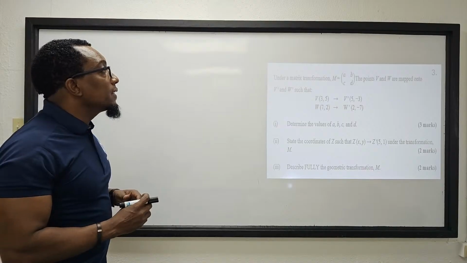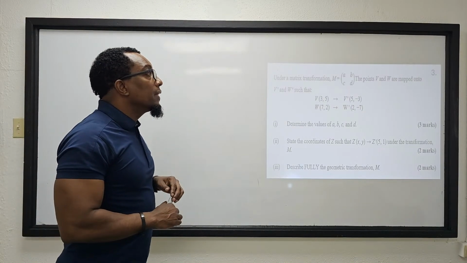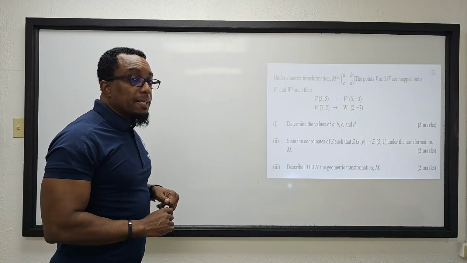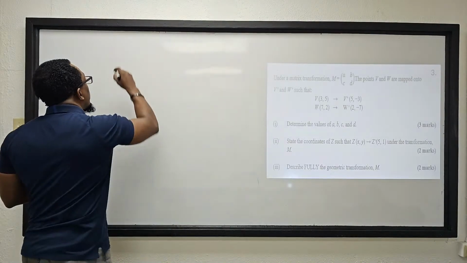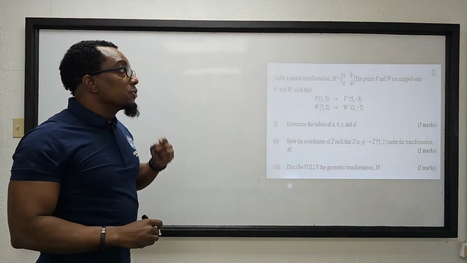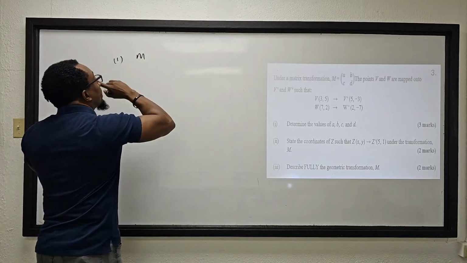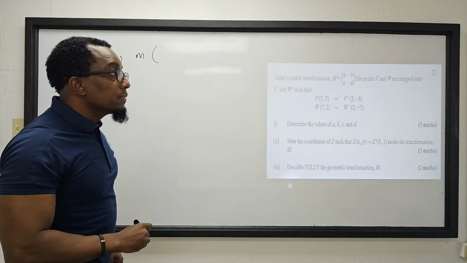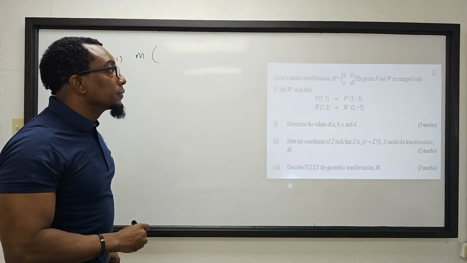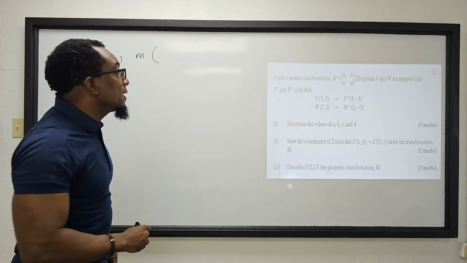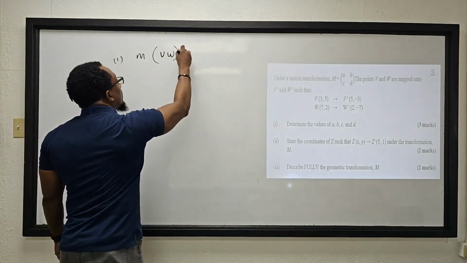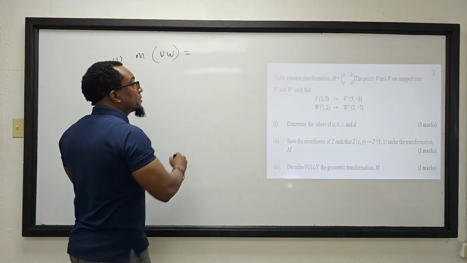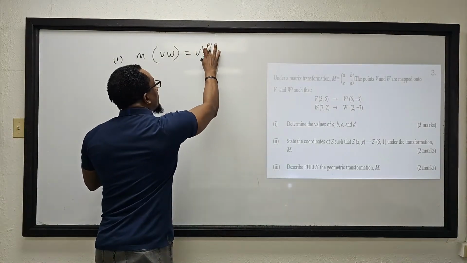So what are we going to do here? Under this matrix transformation M, the points V and W are mapped onto V prime and W prime. So we can set up an equation to help us find A, B, C, and D. How do we set it up? It's going to be the matrix M times the two points whose coordinates are V 3, 5 and W 7, 2. So M times VW will give us V prime W prime.